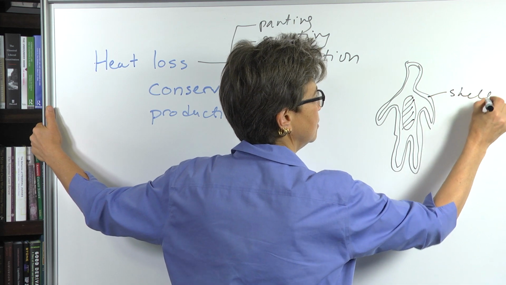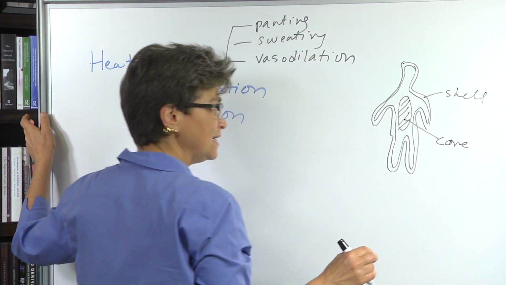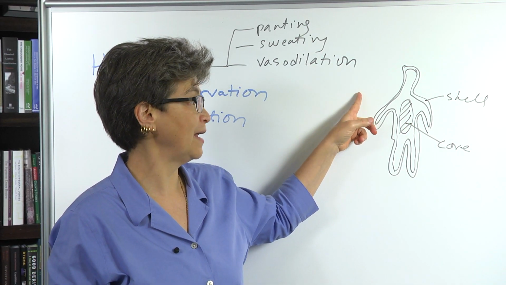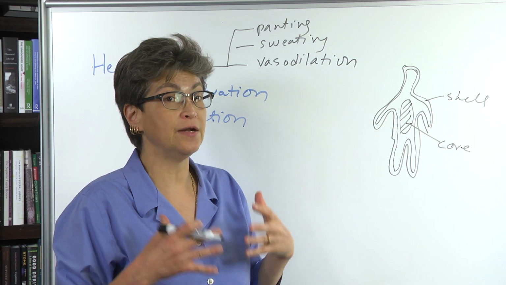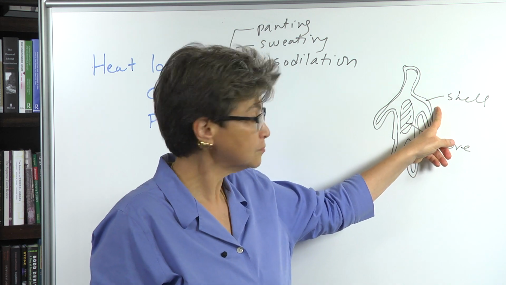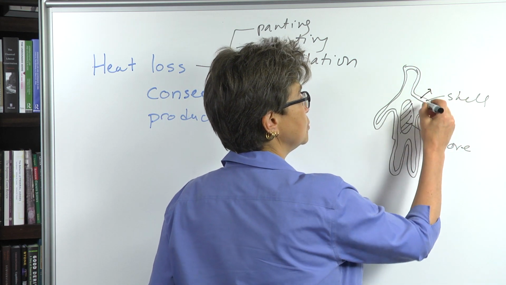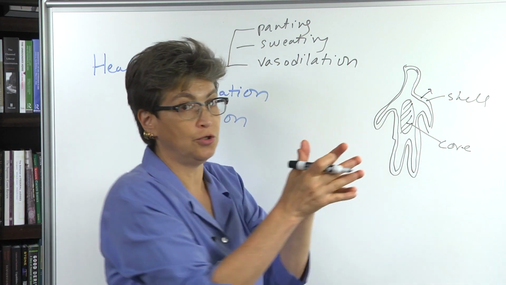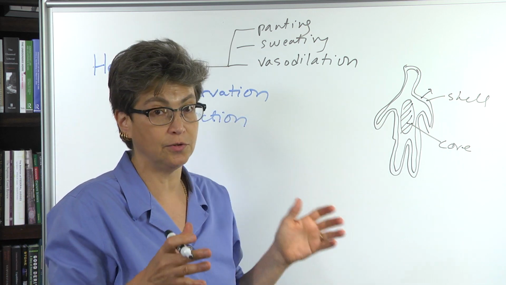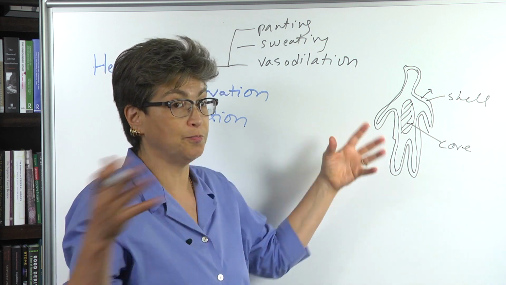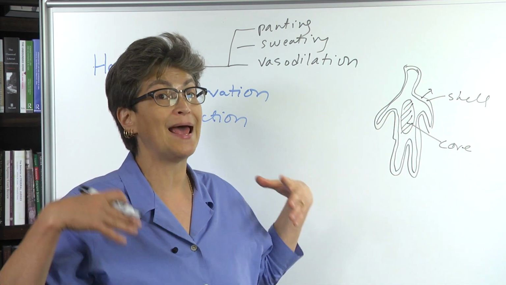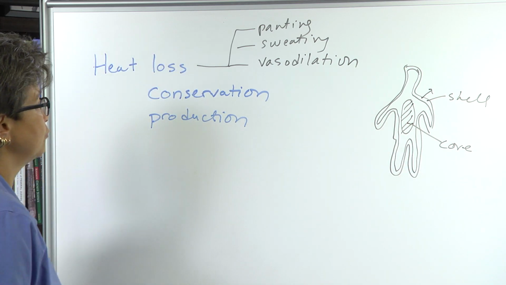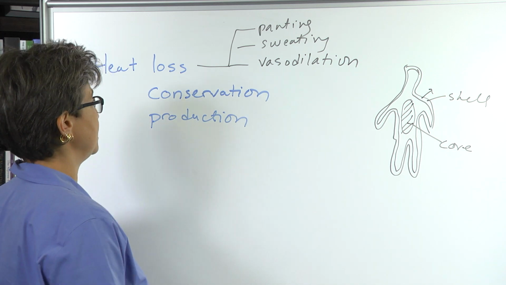So shell and core. If the blood is in the core, it cannot exchange with the environment. So that would mean that you would conserve the heat of the blood. If the blood is in the shell, then there can be exchange. So you can lose heat to the environment. And that's what happens in vasodilation. So vasodilation, you're dilating the blood vessels of the skin. You're letting lots of blood access to the outside so it can lose heat. Okay, so that's heat loss. Those are three big ways to lose heat.